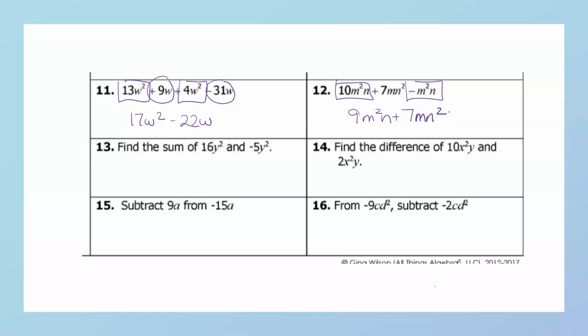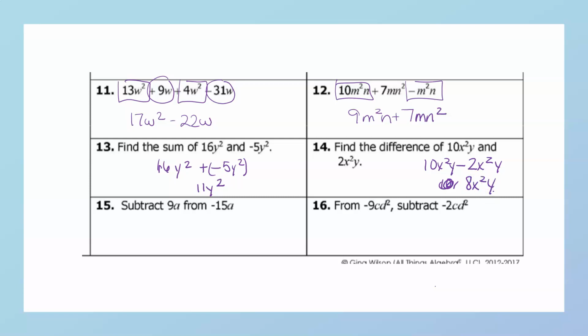Find the sum of 16y and negative 5y. We're just going to add those. I'm sorry, 16y squared and negative 5y squared. So that's going to be 11y squared. Find the difference. We know what the difference is of 10x squared y and 2x squared y. So it's 10 minus 2, sorry, which is 8x squared y.